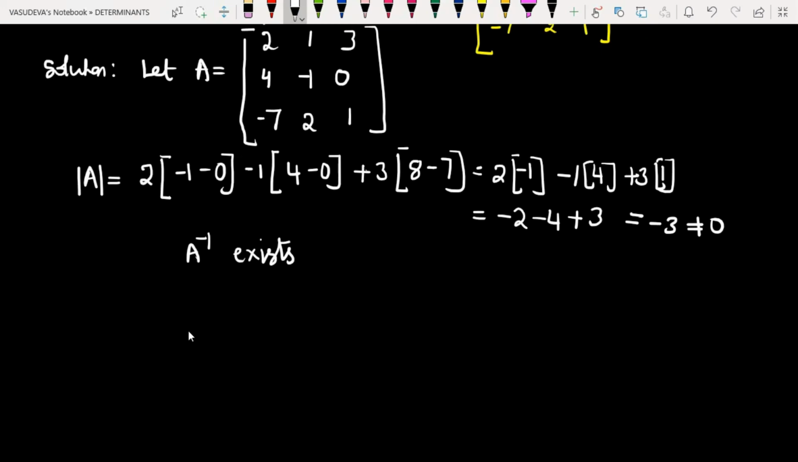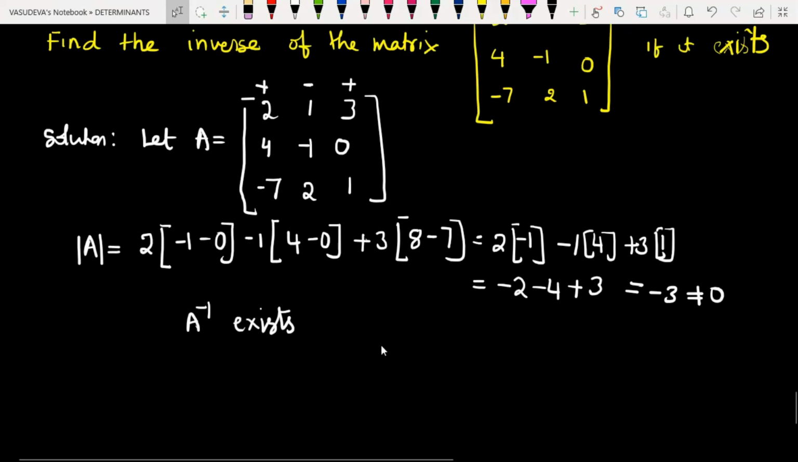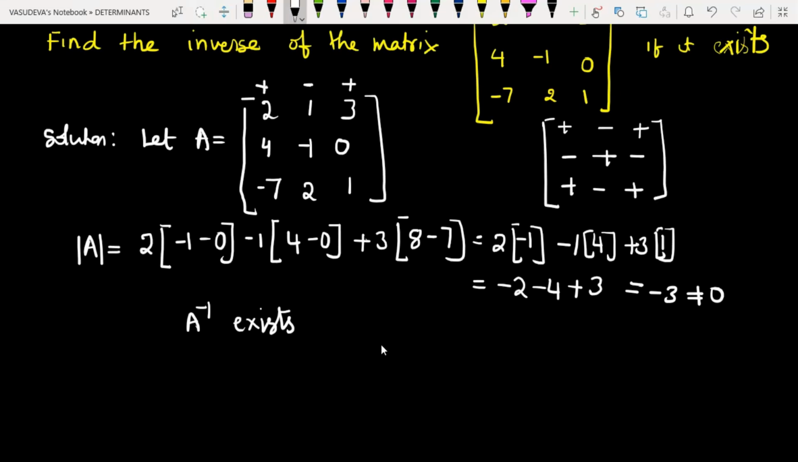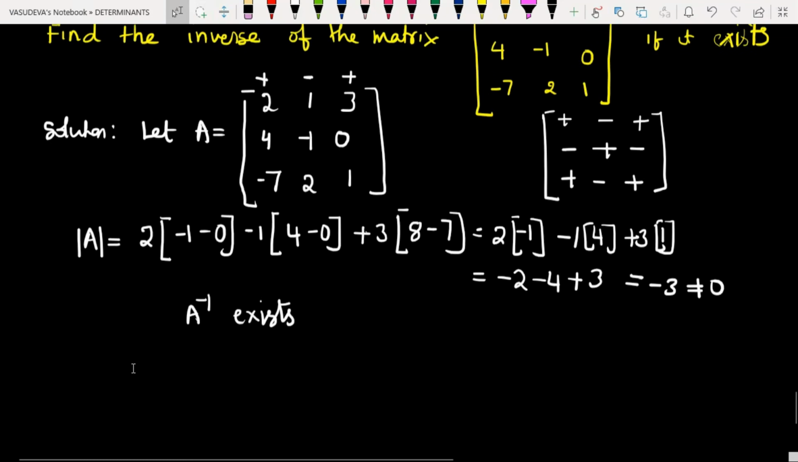Now after finding this, we need to find out adjoint of A. To find the adjoint of A, we need to find the cofactors of all the elements. So for the sign of the cofactors, that we know already, that is plus minus plus, minus plus minus, plus minus plus. So directly we can take the cofactors of all the elements.